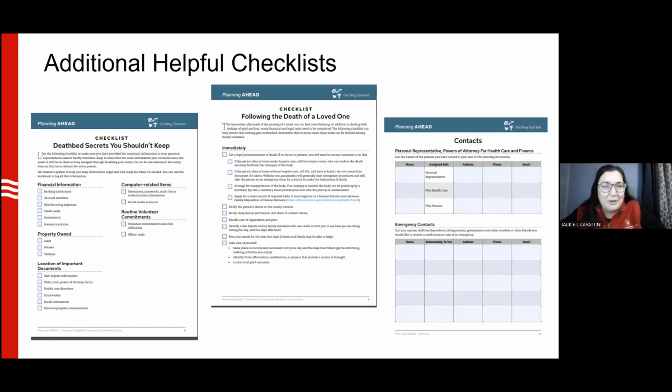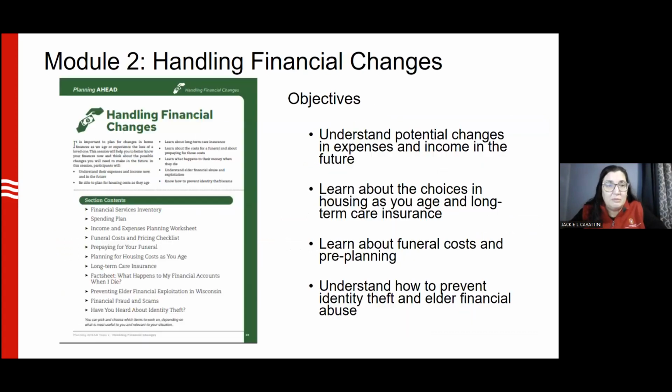So I always tell folks when we're teaching, say where that book is. You don't have to give them all the information now, but if you can say, when something happens to me, this book or these checklists are in the bottom of my sock drawer, right? Or they're in a secured location. So someone knows where all of this information is. We do talk a lot about that too, how to start having these conversations and how to share that information. The next one is handling financial changes.